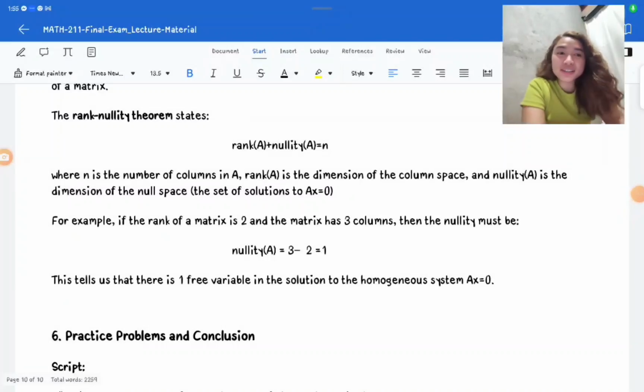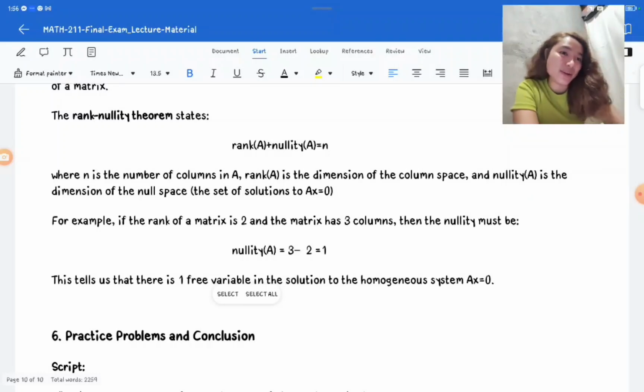The rank nullity theorem states that rank A plus nullity A is equal to n, where n is the number of columns in A, rank A is the dimension of the column space, and nullity A is the dimension of the null space, the set of solutions to AX equal to 0. So for example, if the rank of a matrix is 2 and the matrix has 3 columns, then the nullity A is equal to 3 minus 2, which is equal to 1. This tells us that there is one free variable in the solution to the homogeneous system AX equal to 0.